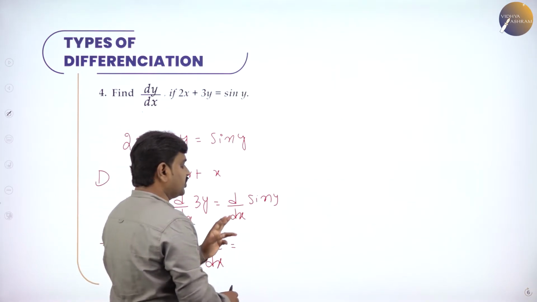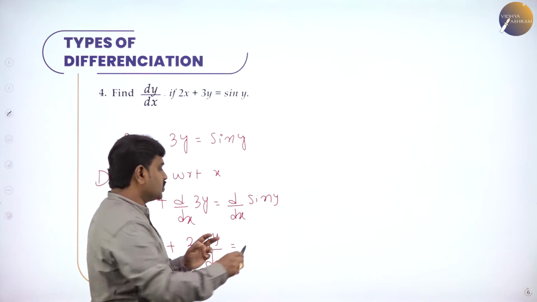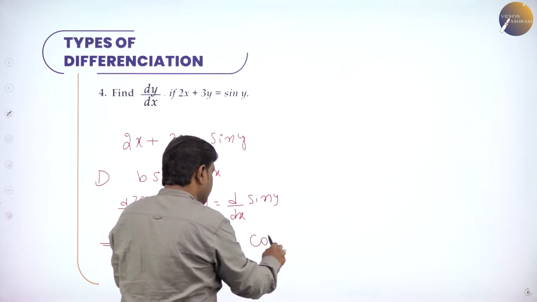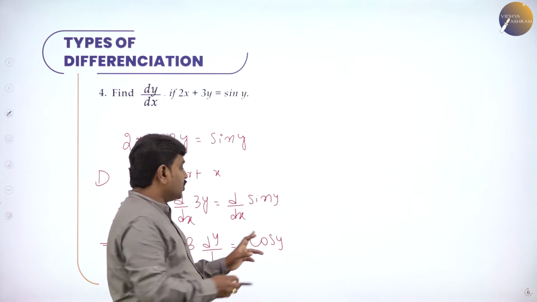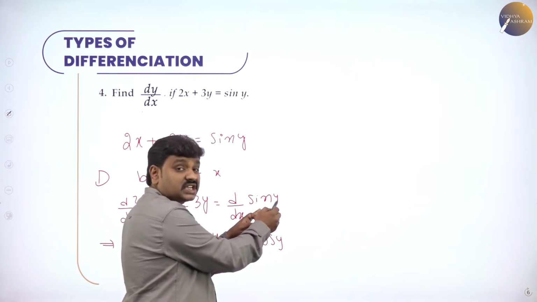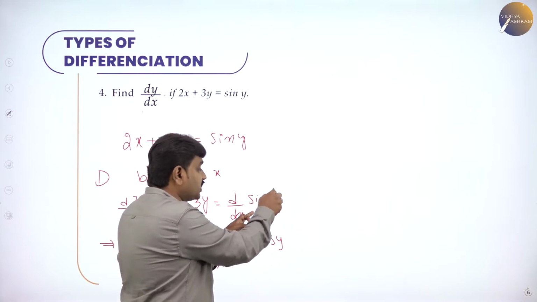All of you know differentiation of sin x is cos x. So differentiation of sin y is cos y. See, if it is sin x, I'll write cos x and I'll stop. But inside sin, I don't have x. Inside sin, I have y. So y is treated as function.